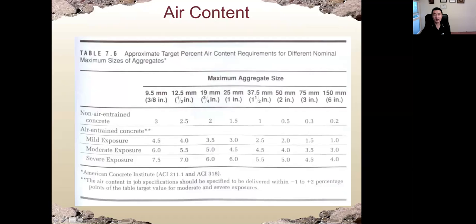The next table is to determine the air content as a percentage. This is based on the exposure condition, whether the concrete is air entrained or non-air entrained, and also the maximum size of coarse aggregate. For example, for 2 inch coarse aggregate, for non-air entrained concrete, the air content should be 0.5% by volume.